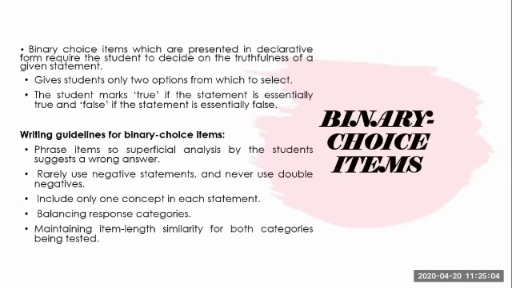Next, binary choice item. Binary choice items, which are presented in declarative form, require the student to decide on the truthfulness of a given statement. This gives students only 2 options from which to select. The student marks true if the statement is essentially true and false if the statement is essentially false. Writing guideline for binary choice item.